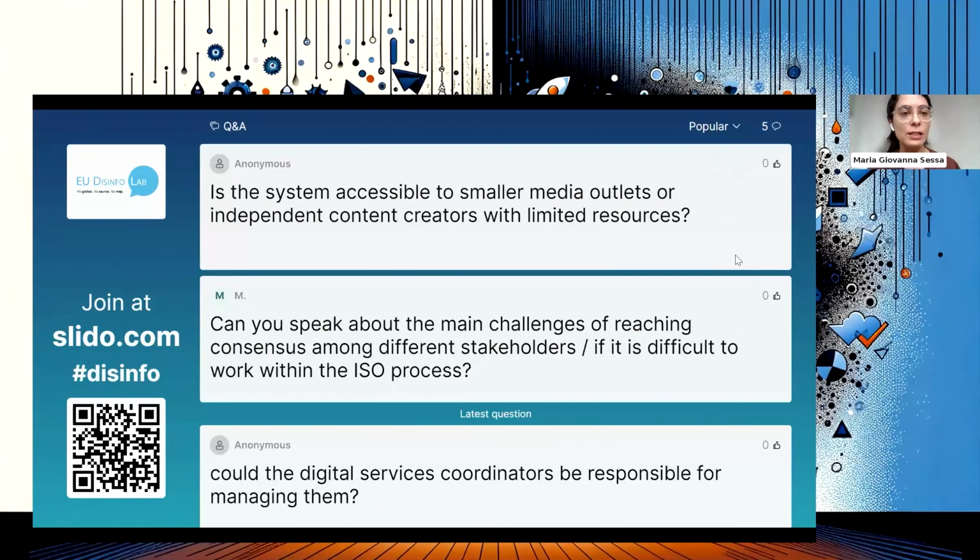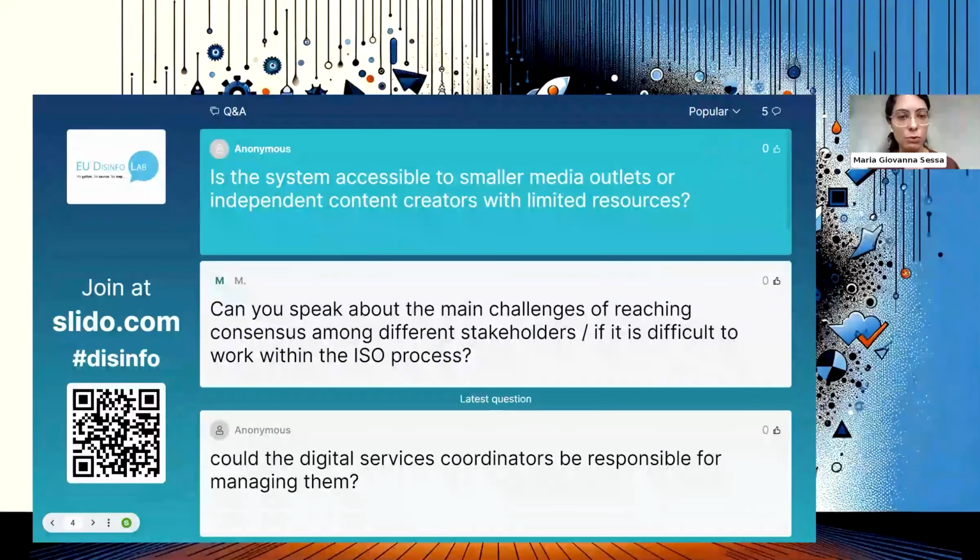So the first one is: is the system accessible to smaller media outlets or independent content creators with limited resources?